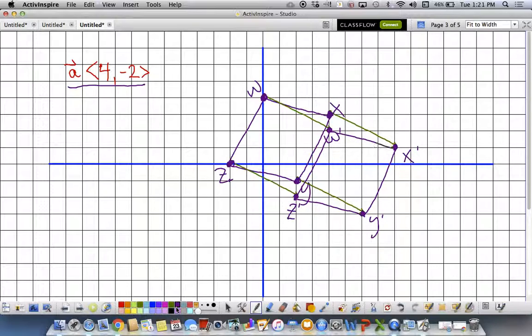You made a kite. Isn't it nice when you can draw it? Not really. I think it looks like a box. It is a 3-dimensional type shape. But you can see your image, you can see your pre-image, and you can see all your vectors.